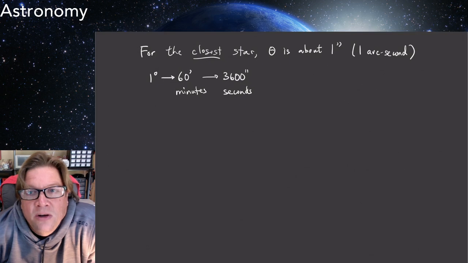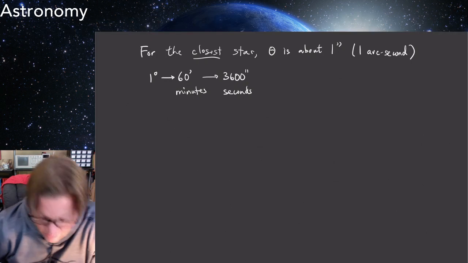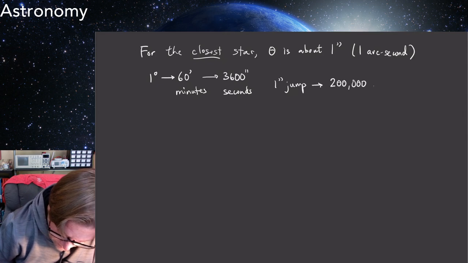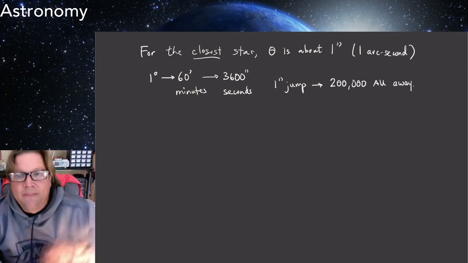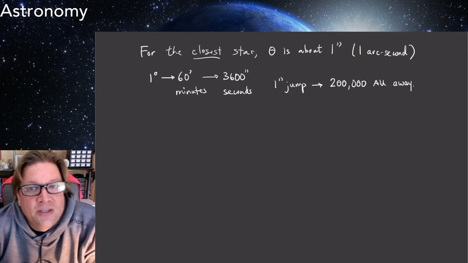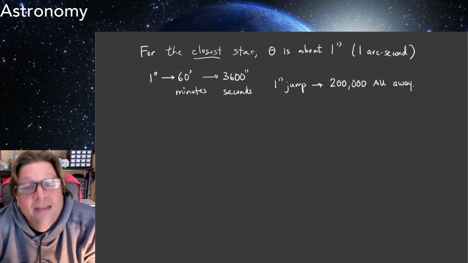So 1 arc second, the jump for the nearest star, is only 1/3600th of a degree. Very, very tiny jump. And when you plug this in to what we had done before, a 1 arc second jump means that the star is about 200,000 AU away. That's the distance of the nearest star. It's 200,000 times further than the sun. That's a lot.